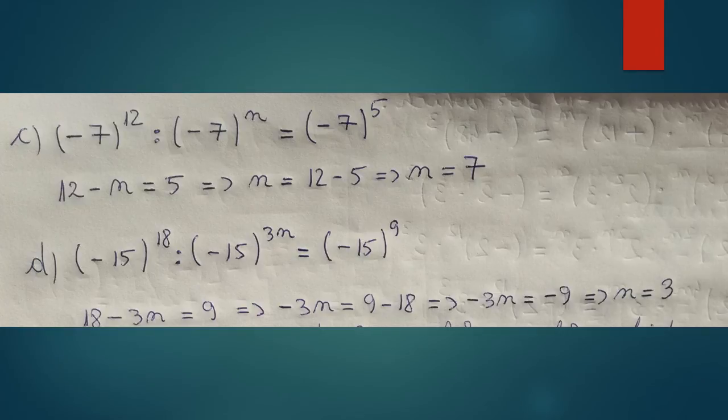The same rule applies in point D as in point C. So we have 18 minus 3n equals 9, so n is equal to 3.